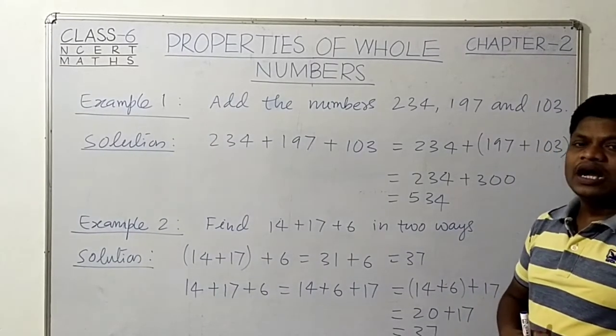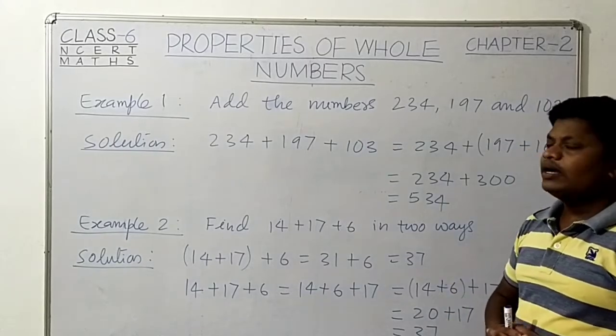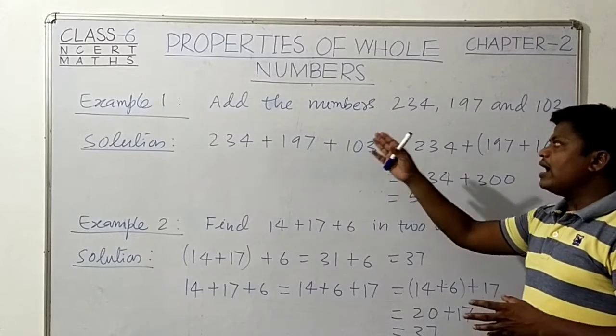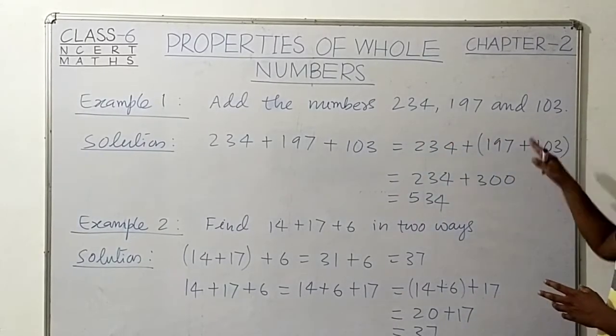Now students, after understanding the properties, we come to the examples, right? This is example number 1. The question says: add the numbers 234, 197 and 103.